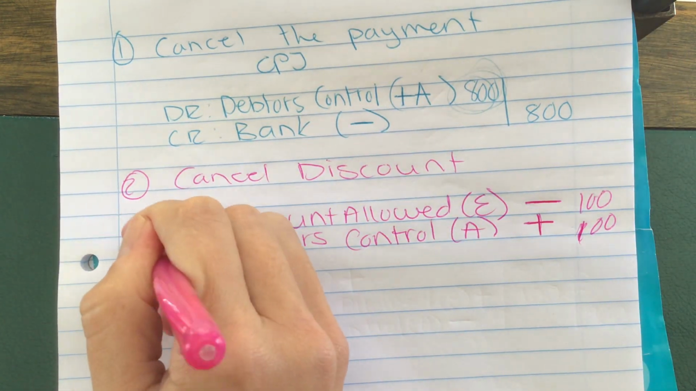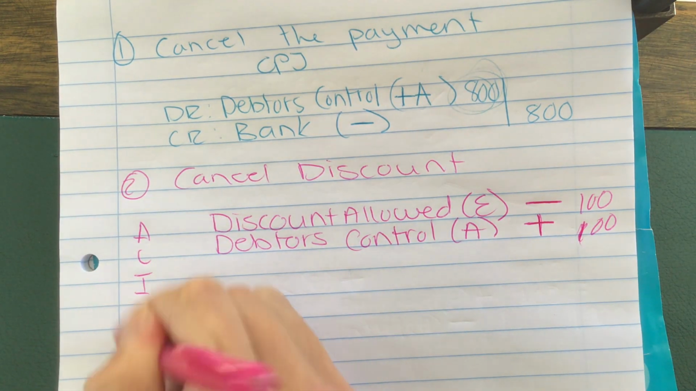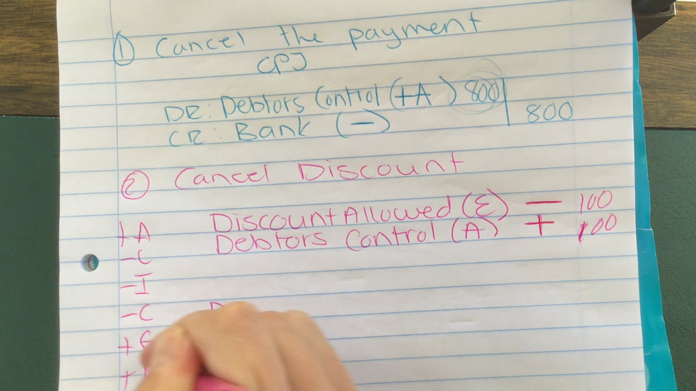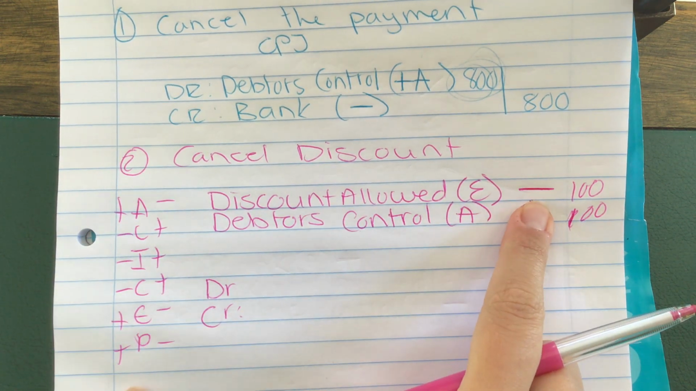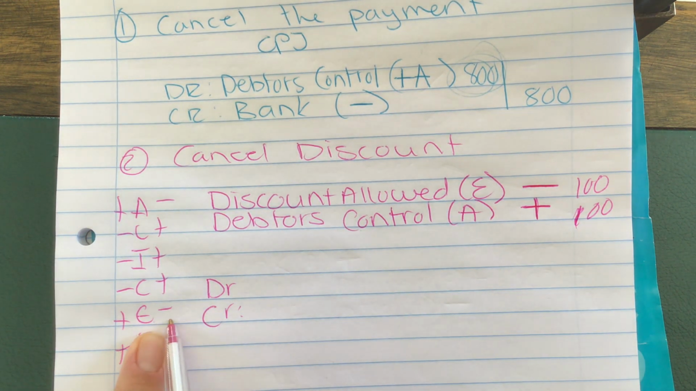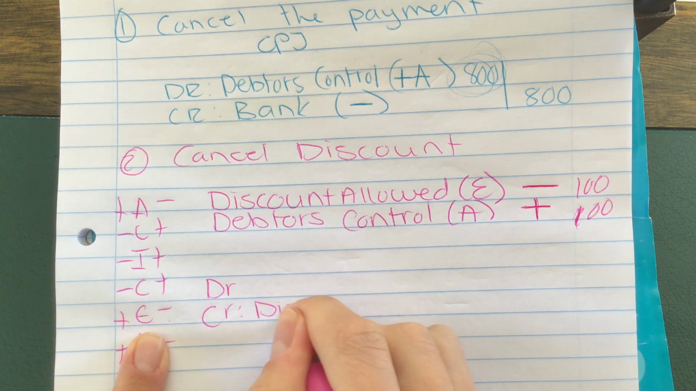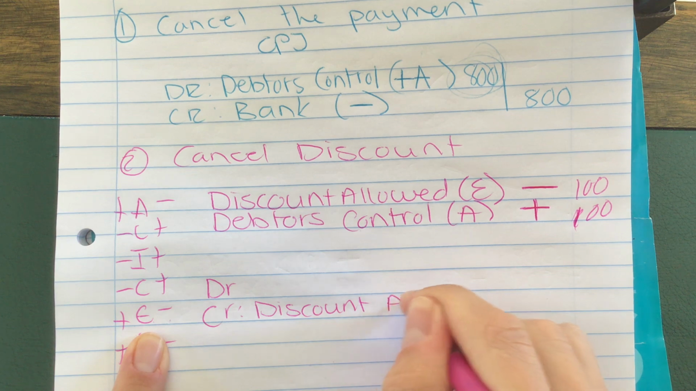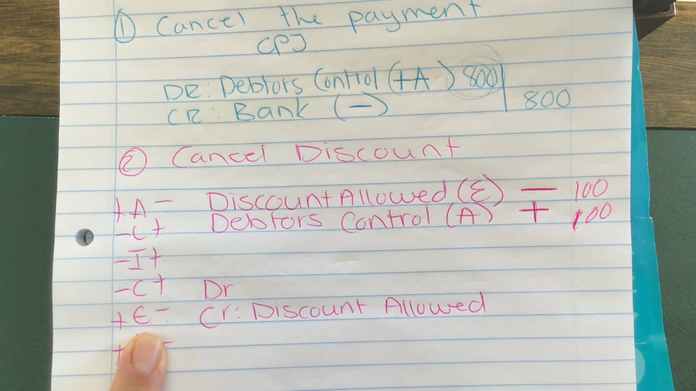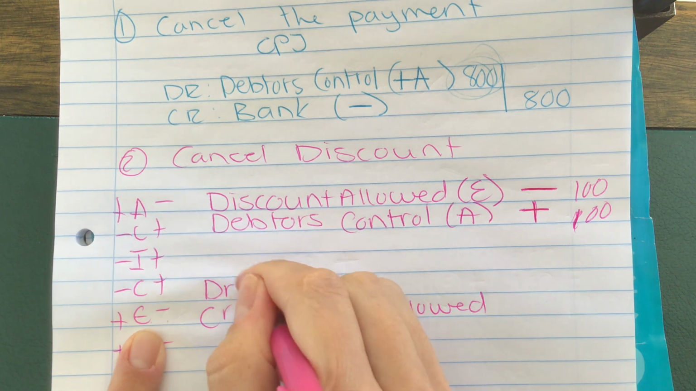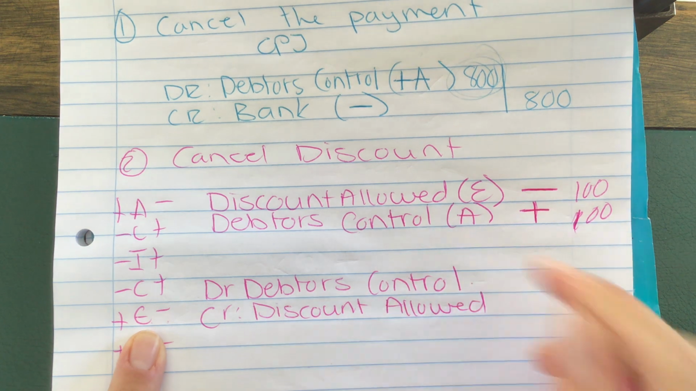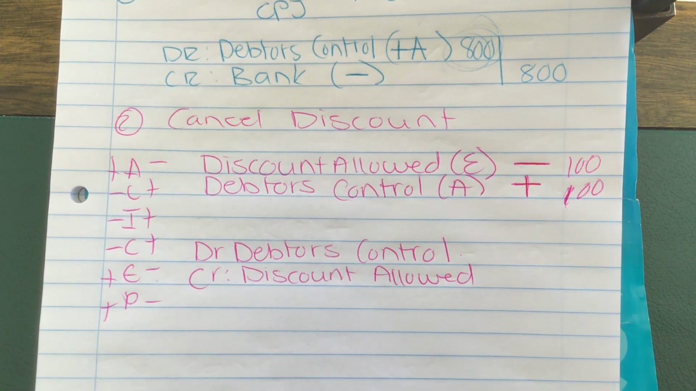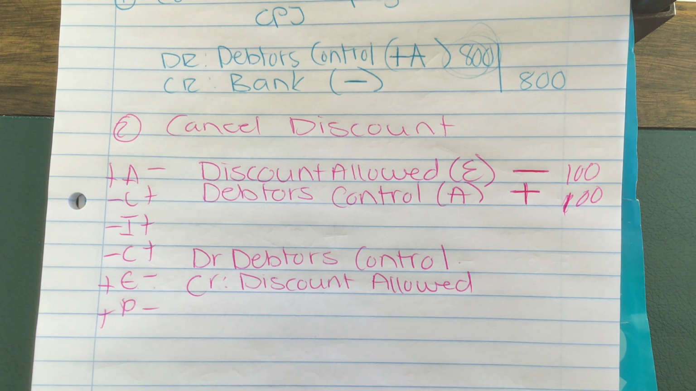So we can then see, when we use a list, okay, discounts allowed is an expense that's minusing. So I find my expenses minus on the credit side. So I'll put here discounts allowed, okay, because the expense is decreasing, and I'll then debit debtors control. And that is how you cancel discounts. Nice and easy.